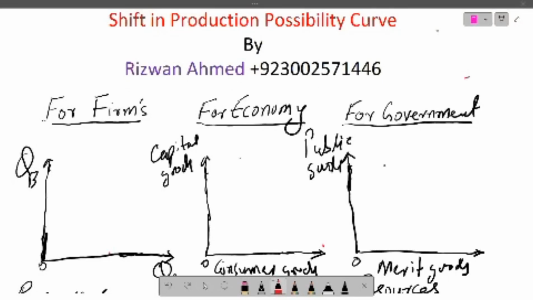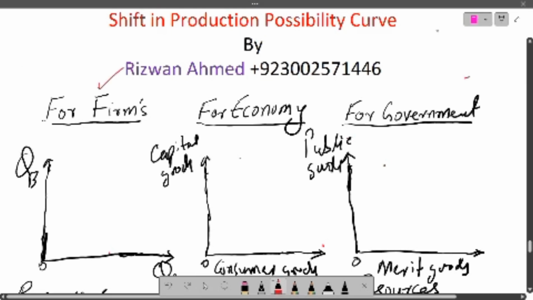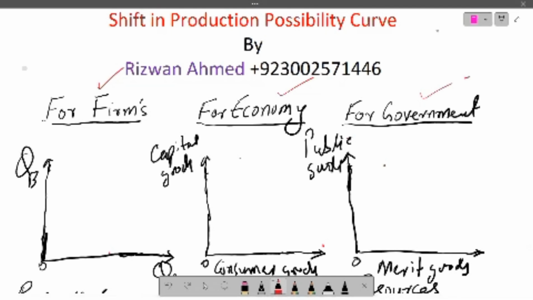Well, hello guys. My name is Rizwan Ahmed, and today our topic in economics is a shift in the production possibility curve. The production possibility curve can be viewed from three points of view. First, with respect to a firm; second, with respect to an economy; and third, with respect to the government.